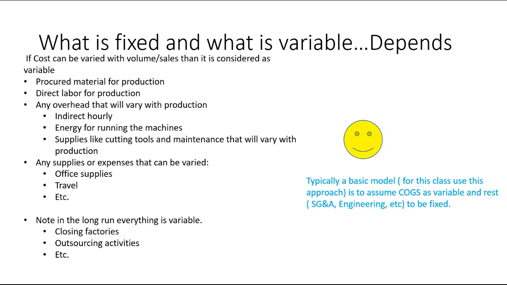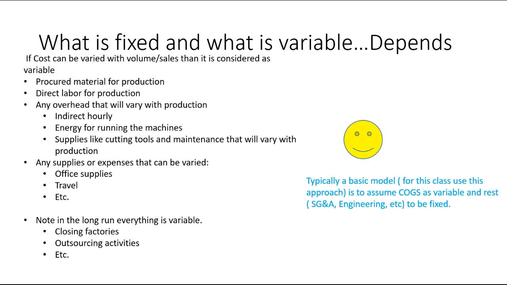Some of the supplies could be considered variable, like cutting tools, grinding wheels, etc. Any supplies or expenses that can be variable, for example, office supplies and travel, are things that you can vary with the amount of business you have. So again, for this class, from the classroom perspective, we'll take a simpler approach. We'll assume cost of goods sold is variable, and the other pieces are fixed.